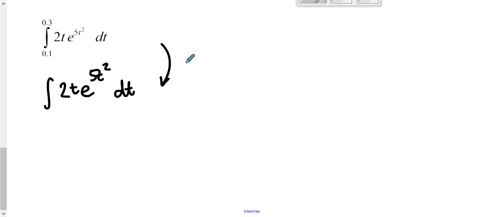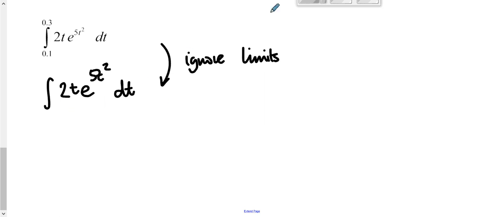So, example 2 of definite integration with substitution. And then just like the last time, I'm just going to ignore the limits to start with. So 2t e to the 5t squared dt. I'm going to ignore limits, and we'll put them back shortly.